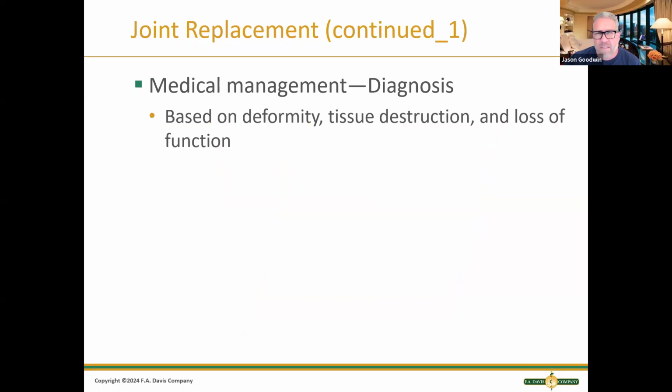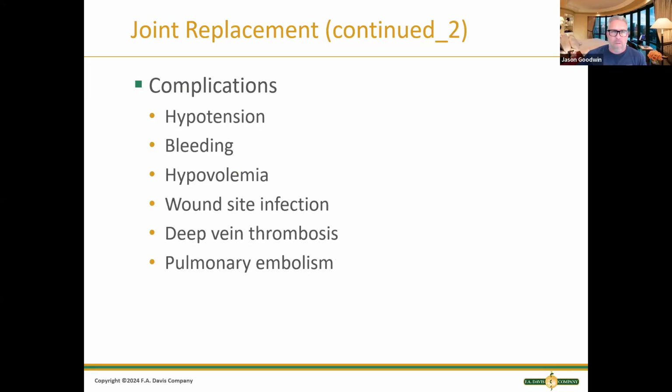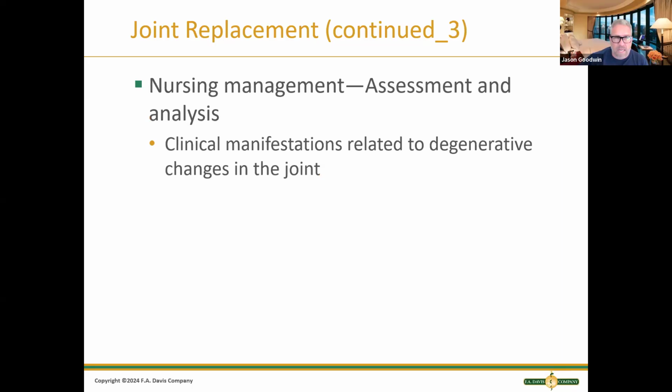The diagnosis is usually based on deformity or some sort of trauma report, loss of function, stiffness, pain, atrophy, and all of that's going to be handled with an X-ray or an MRI. Complications: bleeding could be a problem. Infection, even potentially, if it's some sort of trauma, especially if it's open. Blood clots can happen. So those are all things you want to be aware of and take seriously.